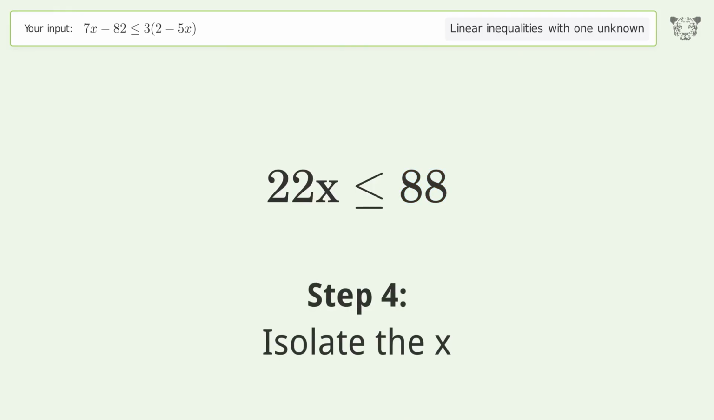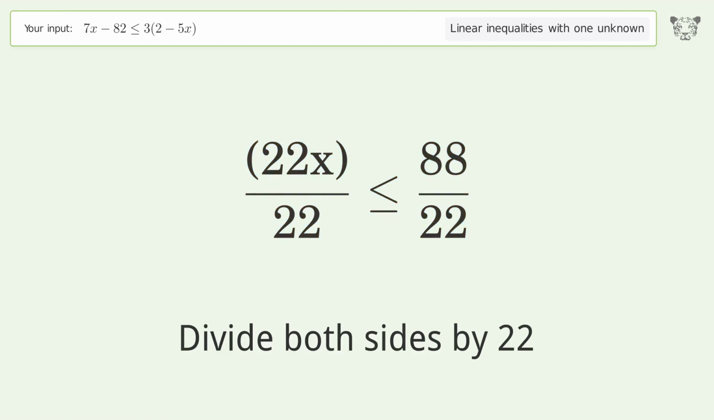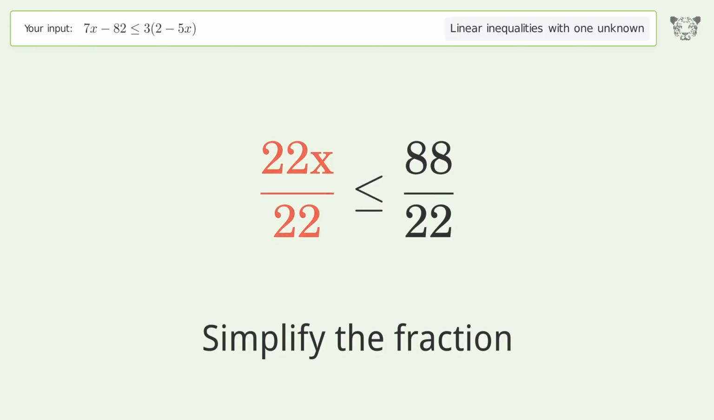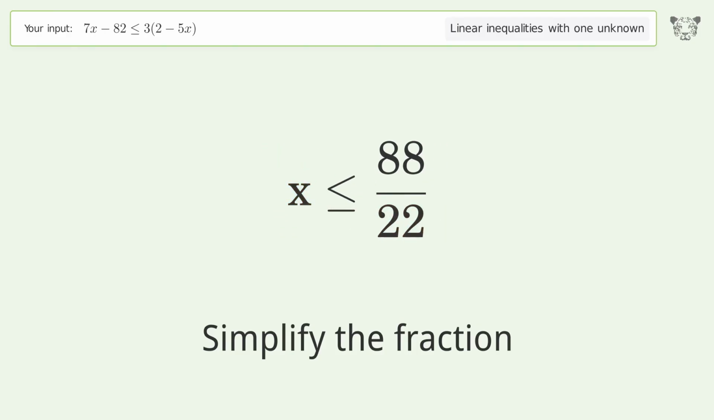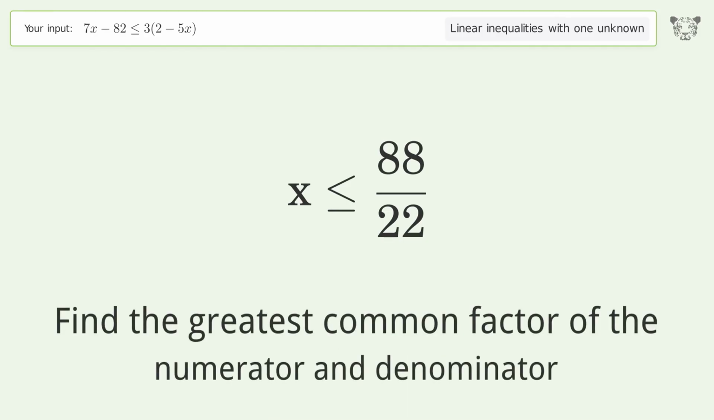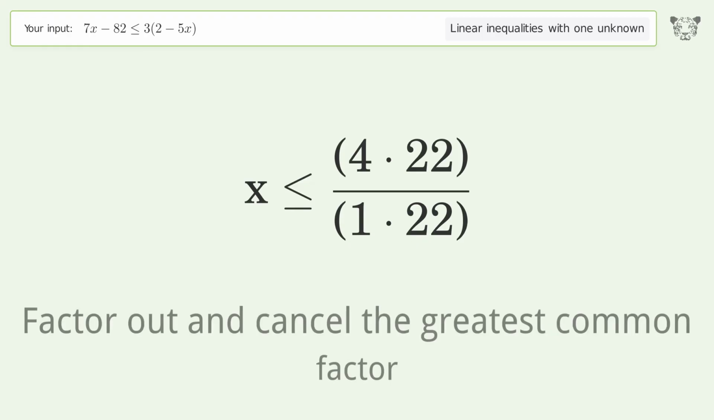Isolate the x. Divide both sides by 22. Simplify the fraction. Find the greatest common factor of the numerator and denominator. Factor out and cancel the greatest common factor.